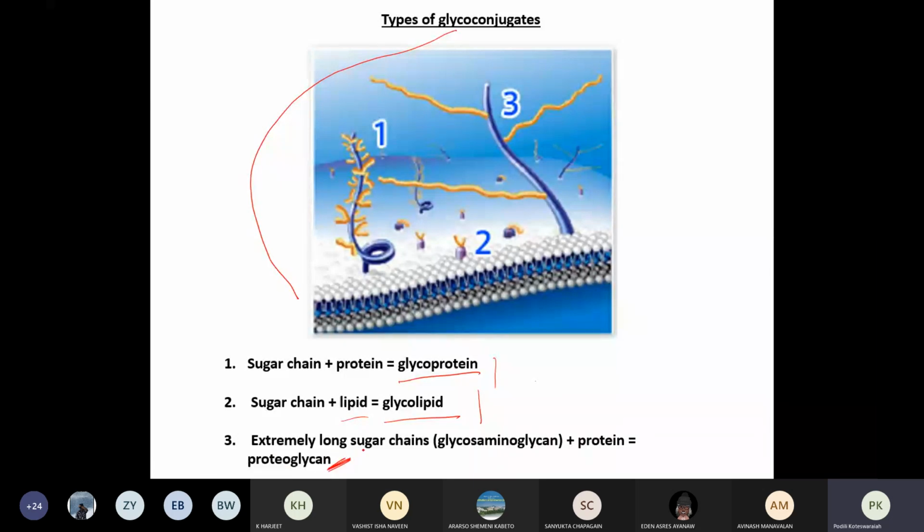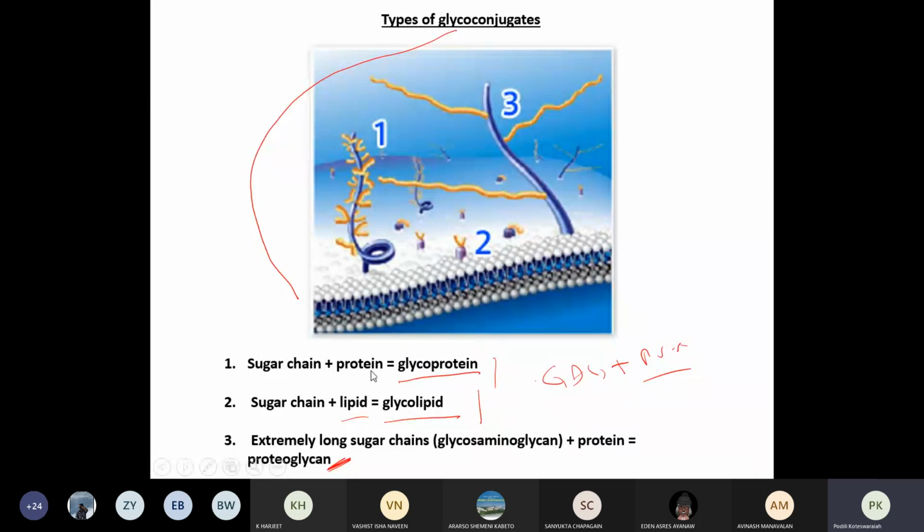In the proteoglycans, glycosaminoglycans are covalently linked to the proteins, so they are known as proteoglycans. In these, the major component of the proteoglycan is contributed by the GAG chains, and the minor component is the protein. That is the only difference between the proteoglycan and the glycoprotein.